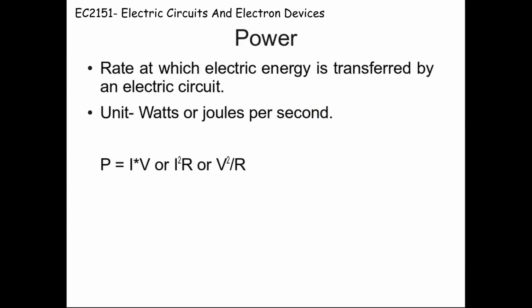The next term is power. Power is considered as the rate at which electrical energy is transferred by an electric circuit, right? So the unit is watts, and what you need to consider is the energy per second, joules per second. The energy that is being converted into another form per second is considered to be the power, right? So it is calculated as I into V, or I square R, or V square by R. I into V is current into voltage.